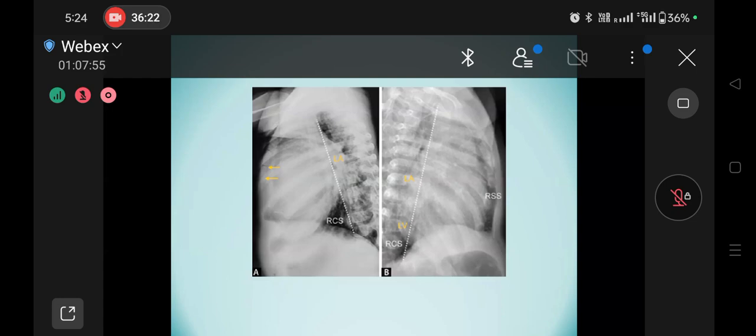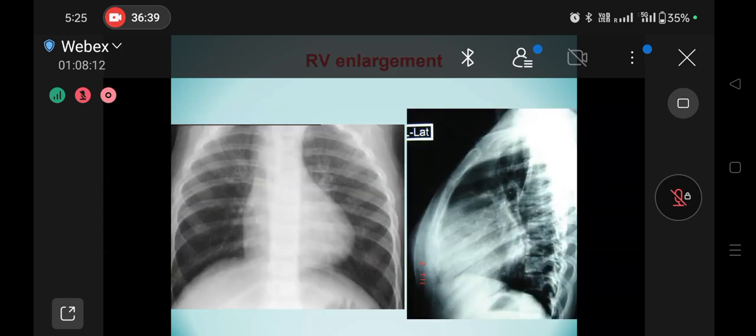On my right is a normal retrosternal space which is black, and therefore the right ventricle is not enlarged. And on my left is a patient who has right ventricular enlargement, and therefore the retrosternal space is obliterated. This is another example of right ventricular enlargement, obliteration of the retrosternal space.